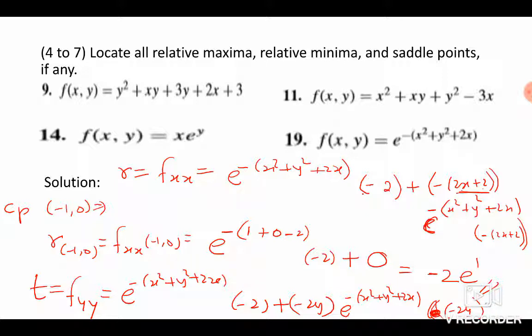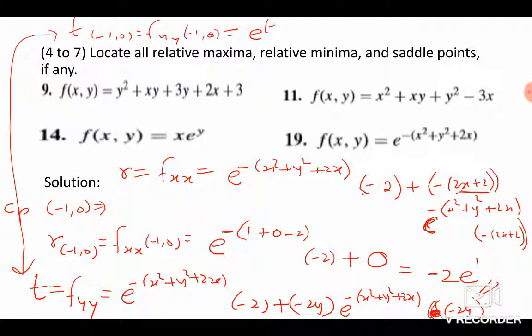Now again for t, substitute the points. Find t at the point negative 1 comma 0, that is f double y at negative 1 comma 0. X is negative 1, y is 0. In this derivative, e raised to minus 1 minus 1 plus y, where y is 0, minus 2 into minus 2 plus second term will be 0 as y is 0. Second term will be 0. So the answer for t is again minus 2 e power 1.